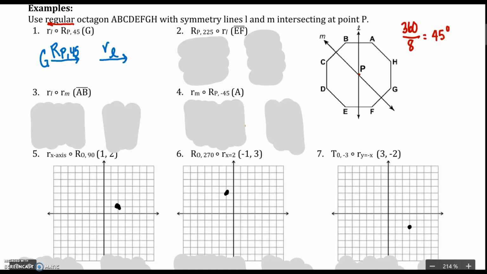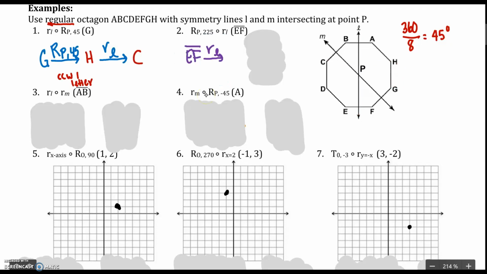This is positive, so we're going to go counterclockwise 1 letter, because 45 degrees between each letter. So starting at G, 45 degrees counterclockwise would land me on H. Then we're going to reflect that over L. Remember, that means you fold it directly over L, and it would then land on C.